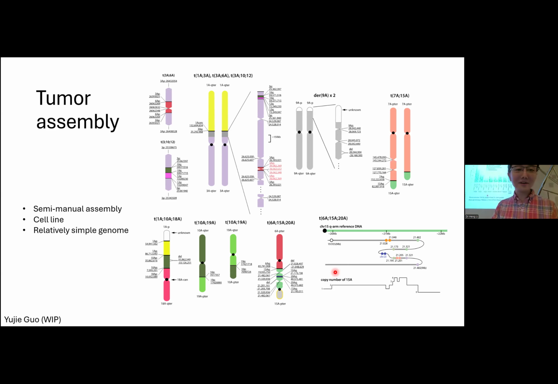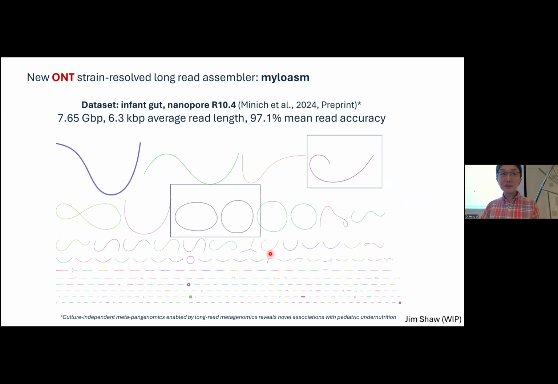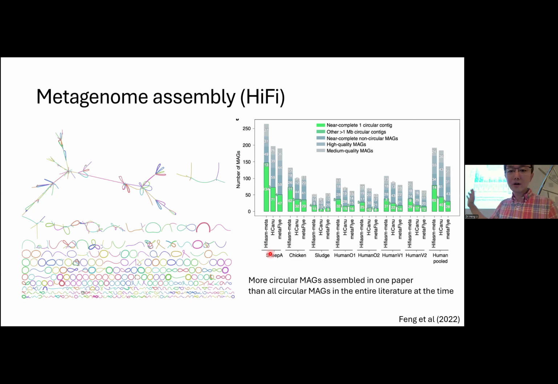So this is a very open problem. And in addition to cancer assembly, they are also doing metagenome assembly. In our paper in 2022, we got more circular metagenome-assembled genomes than all the circular genomes published in the entire literature at that time. This just shows how much we can do with assembly. And these data are even better, not from us but from others, achieving the same.